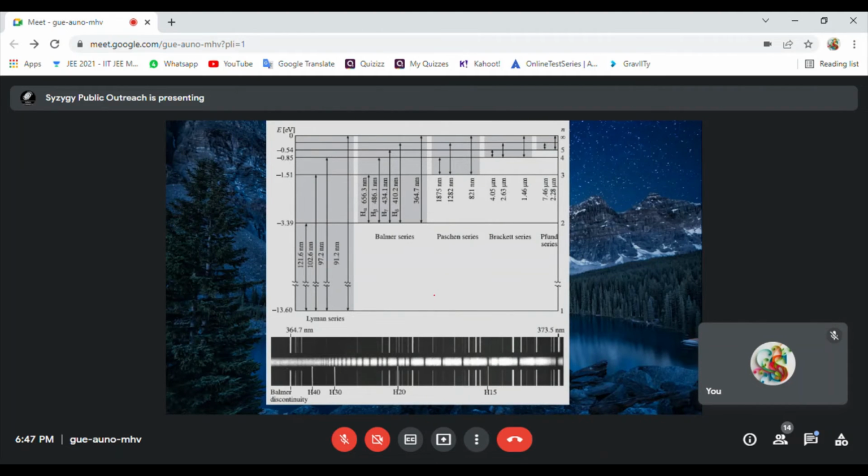And I guess this is the emission spectrum of hydrogen, if I'm not wrong. Yeah, it's emission. I guess it's the emission spectrum.